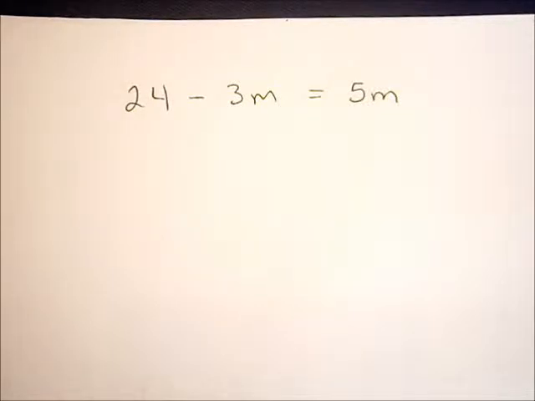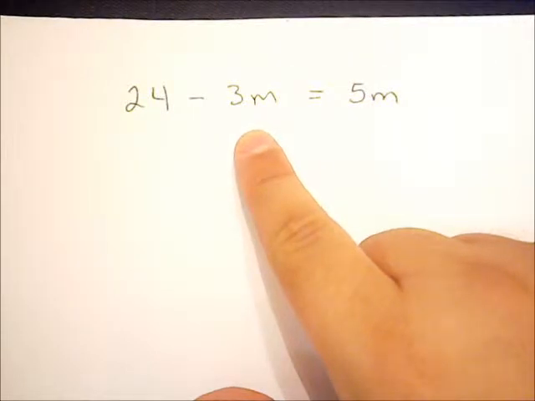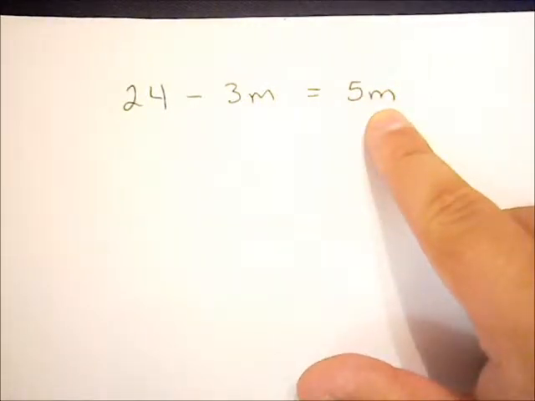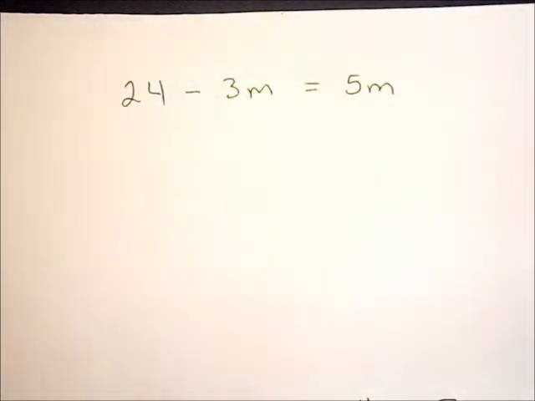If we look at this problem here, we can see there's an m on both sides. We've got 3m on this side of the equation, and on the right side of the equation we have 5m. Now in order to solve this, we're going to have to get those m's together, because remember, our ultimate goal is to get m equals a number.